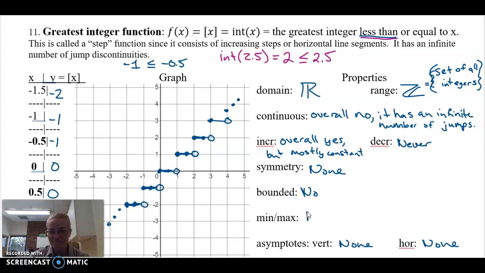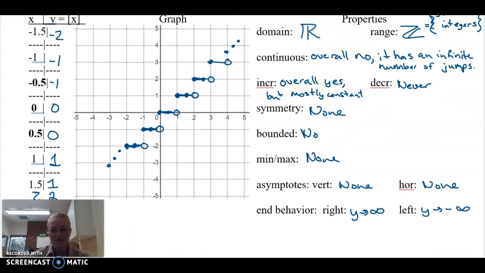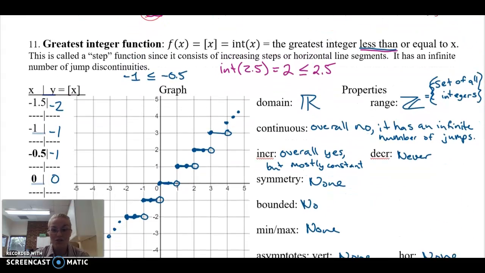Max and mins? None. Vertical asymptotes? None. Horizontal asymptotes? None. And so the end behavior, as x goes to positive infinity, y is eventually stepping up to positive infinity as well. And as x goes to negative infinity, again, my y values are getting more and more negative. So the end behavior is running towards positive and negative infinity. So that's our greatest integer function.